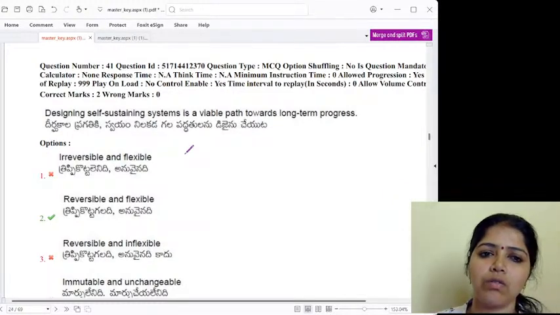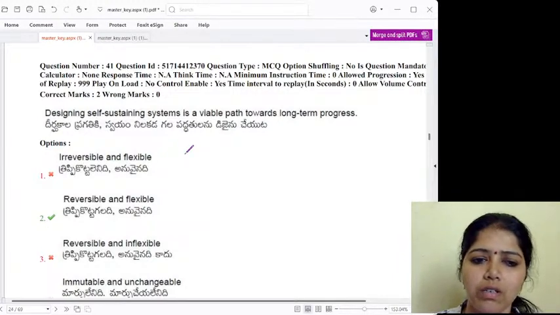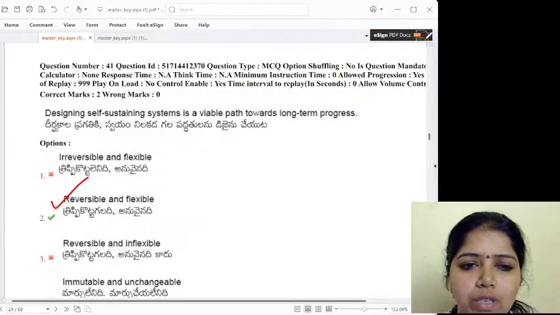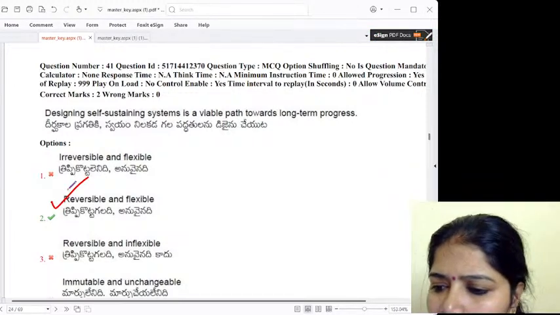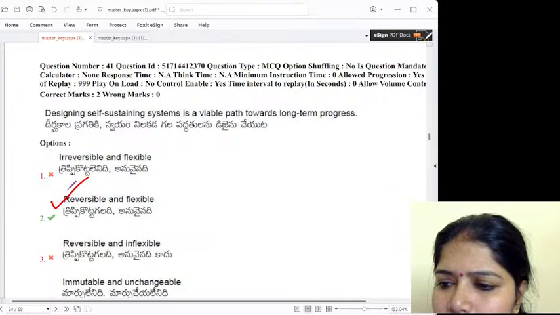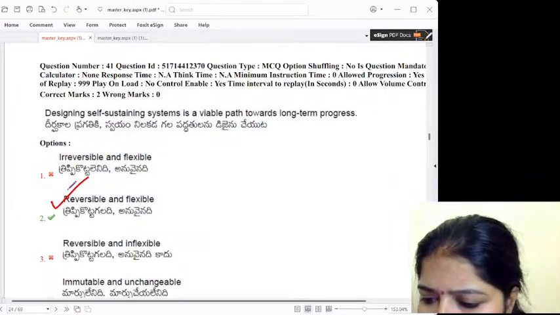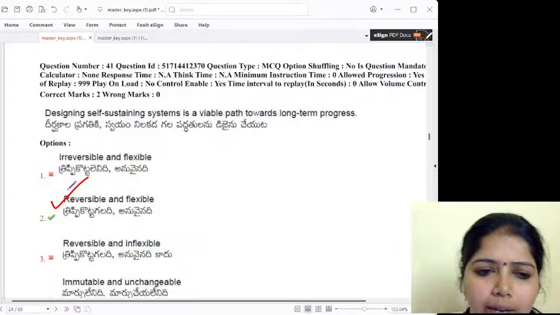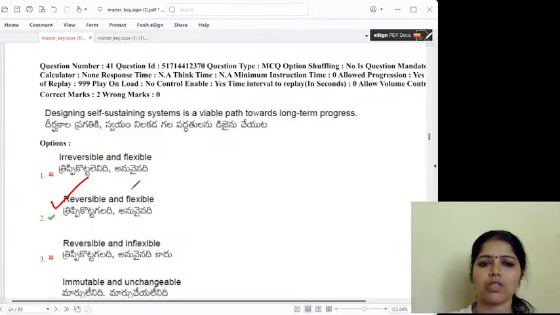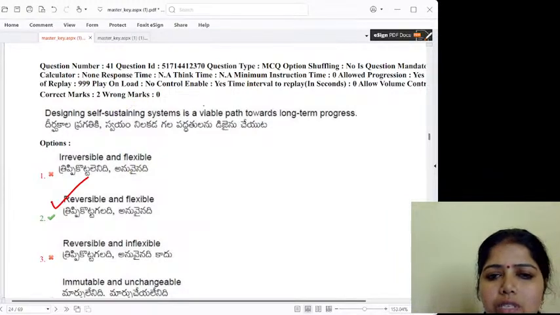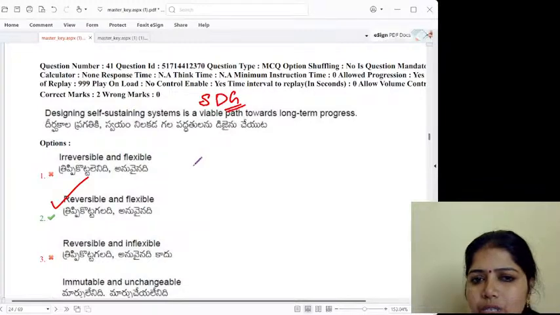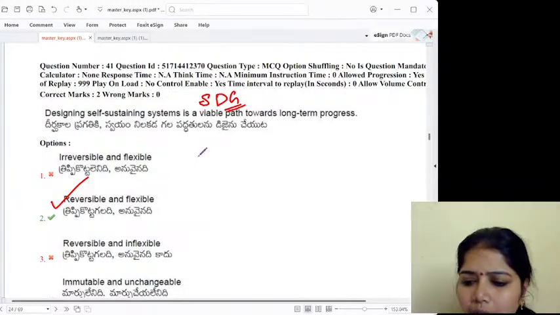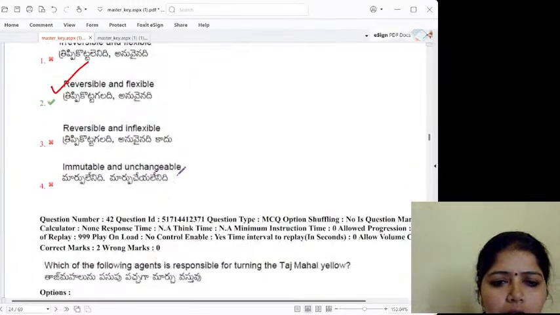This is right. No wrong with this question. Reversible and flexible is right. Learners, there is nothing wrong with the 41st question. That is right. I have checked. This question is right: designing self-sustaining. This is a question from the Sustainable Development Goals. This is right. We'll move to the next question.